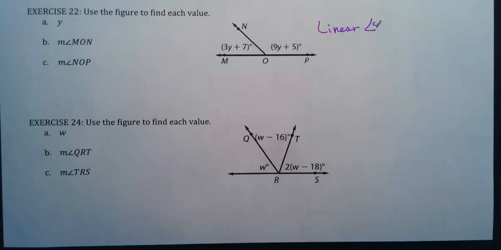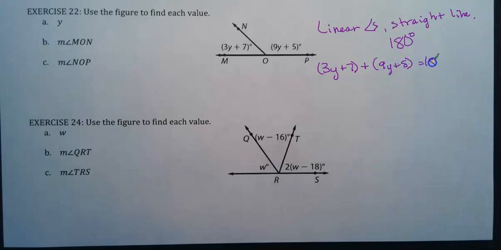What do we know about linear angles? All right, linear angles are a straight line. What do we know about straight lines? Straight lines are 180 degrees. All right, perfect. So what do I need to do with these two things to get 180 degrees? I would add them. So I would take that quantity, 3y plus 7, and add it to my other angle, 9y plus 5, and set that equal to 180 degrees.